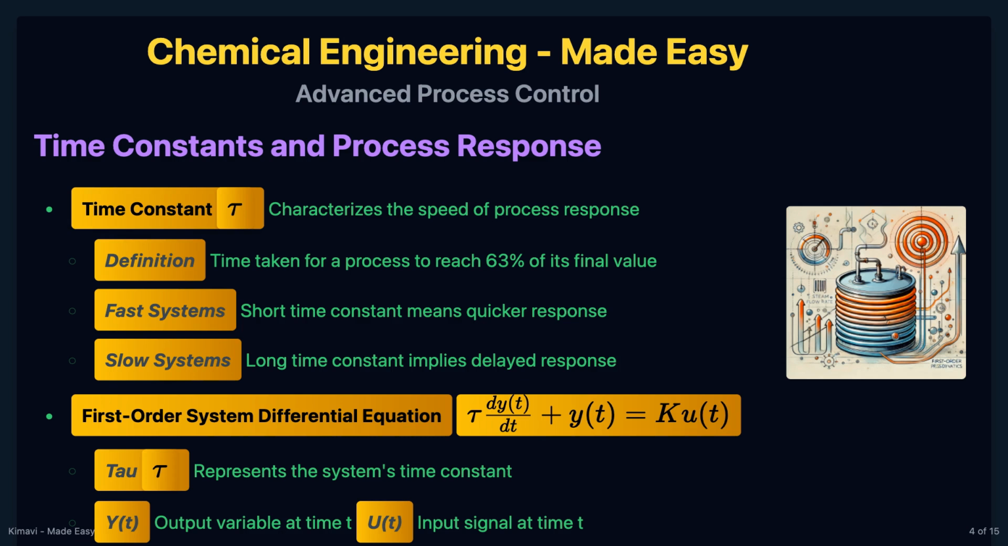For a first-order system, the relationship between the input and the output can be described by the differential equation: tau times the derivative of y with respect to time plus y equals k times u. Here, tau is the time constant and k is the process gain.